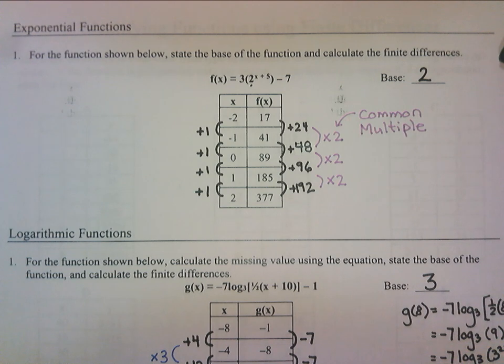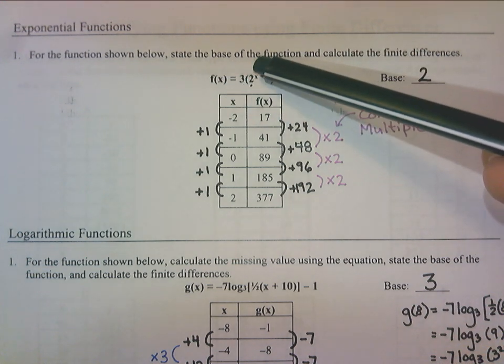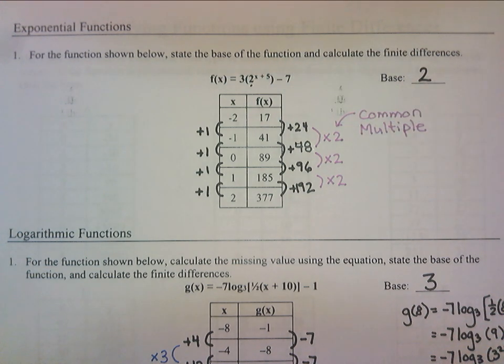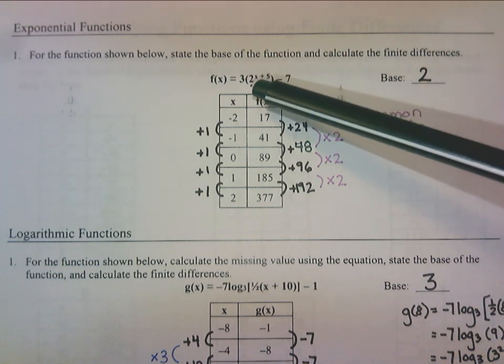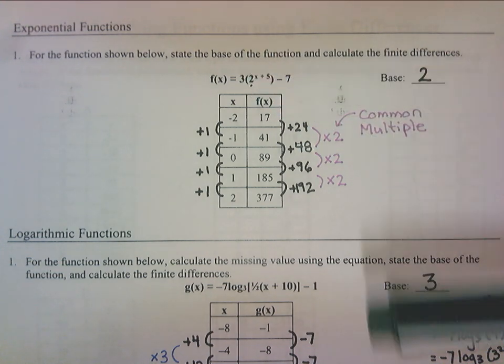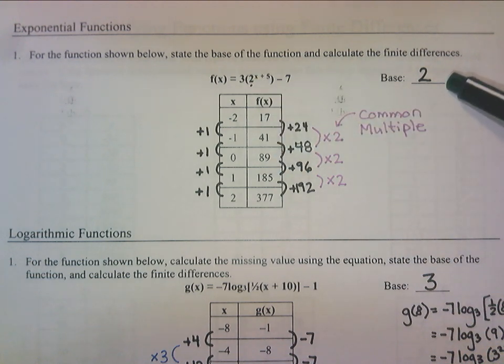It says, for the function shown, state the base of the function and calculate the finite differences. So we have 3 times 2 to the power of x plus 5, minus 7. The first thing I did was what it asked. I stated the base. The base is the number that is holding up my exponent, which is that 2. So this has a base of 2.